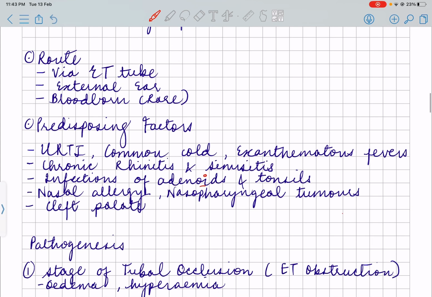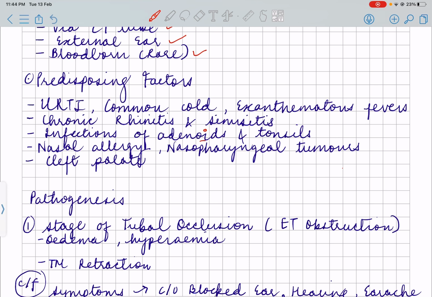Coming to the route of spread, it spreads via either the eustachian tube, the external ear, or the blood-borne route. The eustachian tube route is the most common route, and infection usually travels via the lumen of the tube or along the subepithelial peritubal lymphatics. Via the external ear, it might travel through traumatic perforations of the TM, which create an open route to middle ear infections. It can be blood-borne in rare conditions.